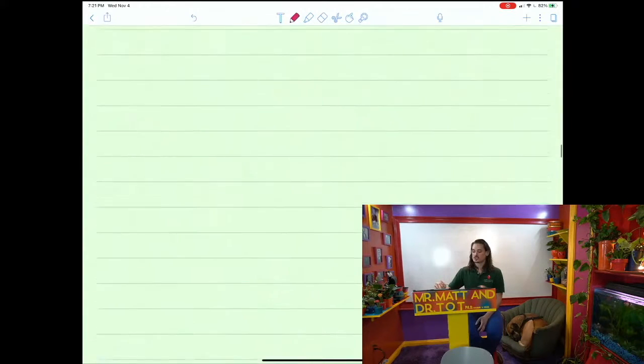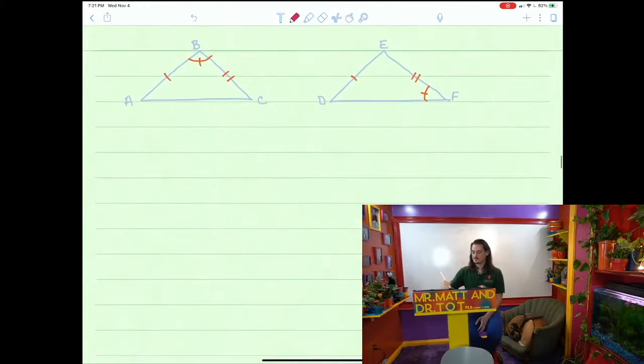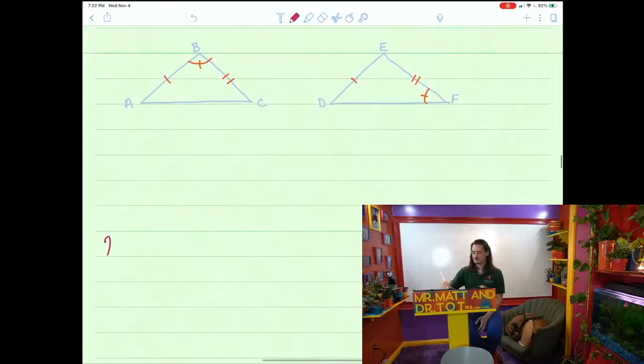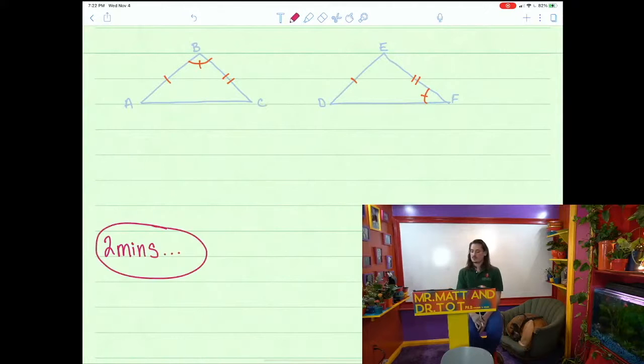If you have any questions, then please let me know. Otherwise, let's take a look at these two triangles. I'll give you 2 minutes. I'd like you to tell me whether they are congruent or not. If they are congruent, then please tell me what postulate supports your answer.